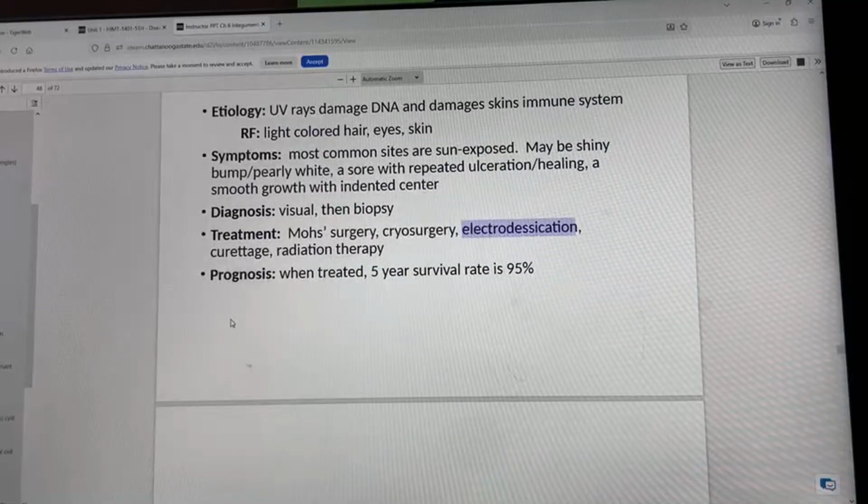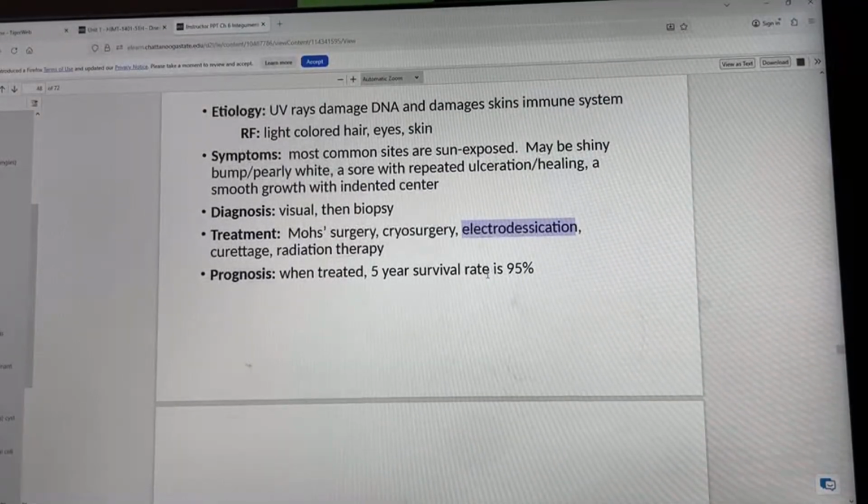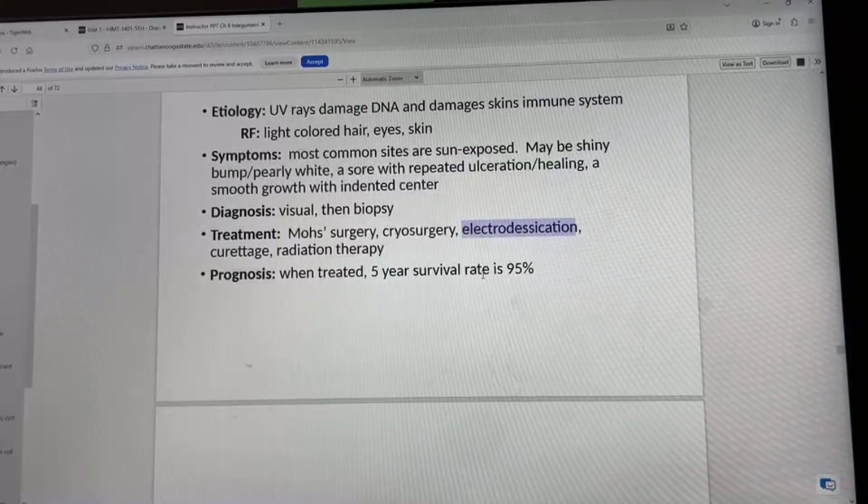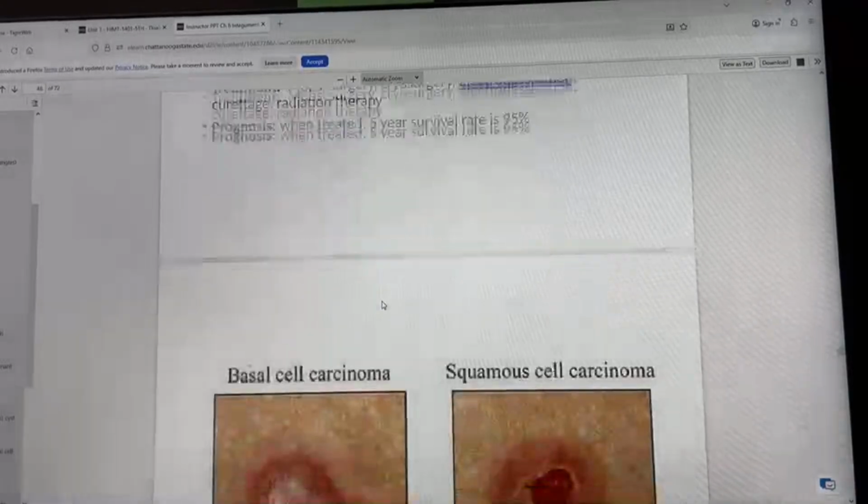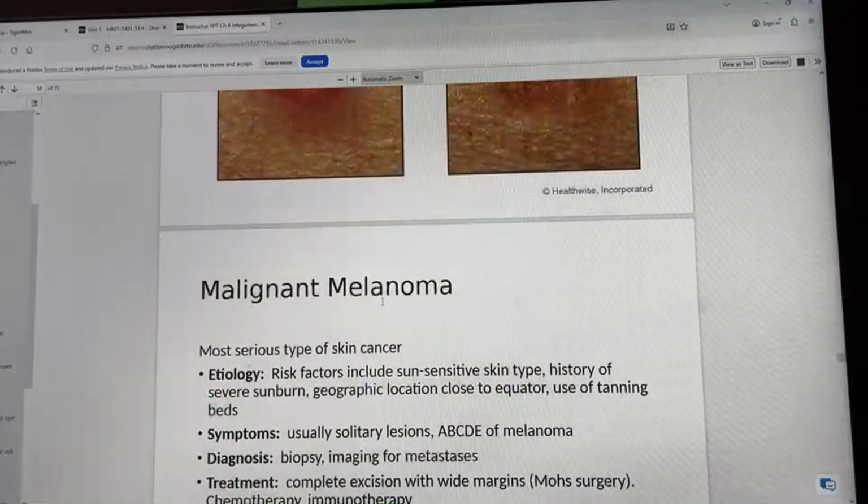Prognosis, so again, the outlook of this. When it gets treated, they always do prognosis with cancers in 5-year survival rates. So the survival rate is 95%. A very high survival rate, which is good, right? It's not one of the deadly cancers, in comparison with melanoma, right?